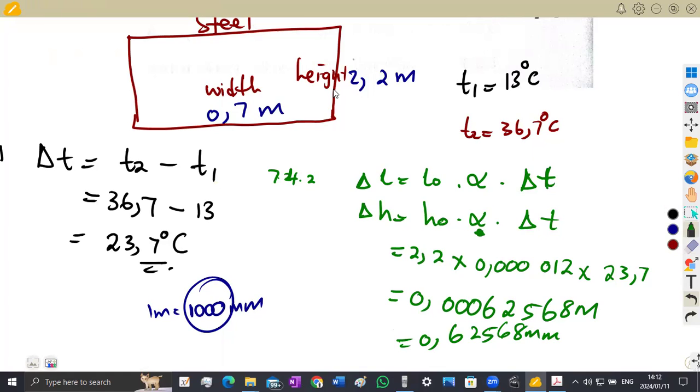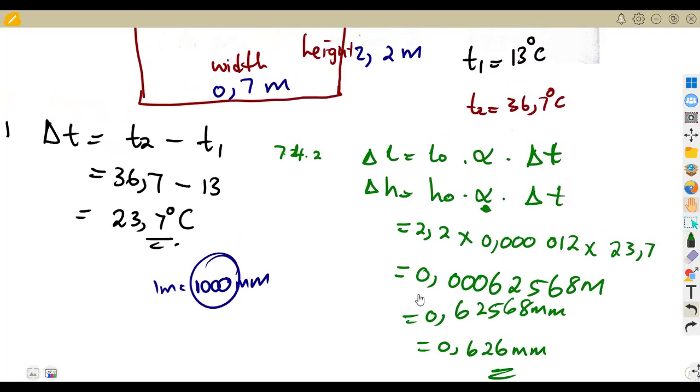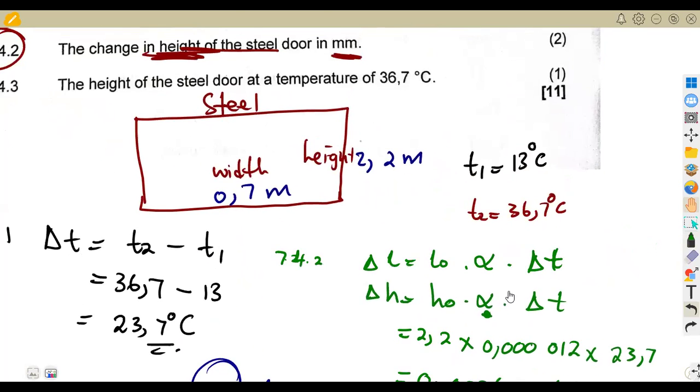Yes, you can round off to 3 decimal places if you want, but at least just try to write the first answer properly, then you can do your conversions: 0.626 in millimeters to 3 decimal places. That is the instruction of the paper, so you have to leave your answer to 3 decimal places.